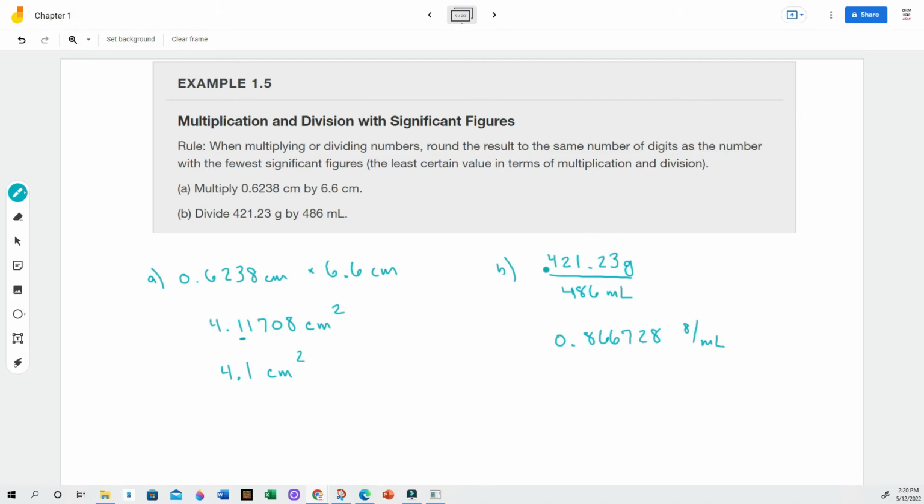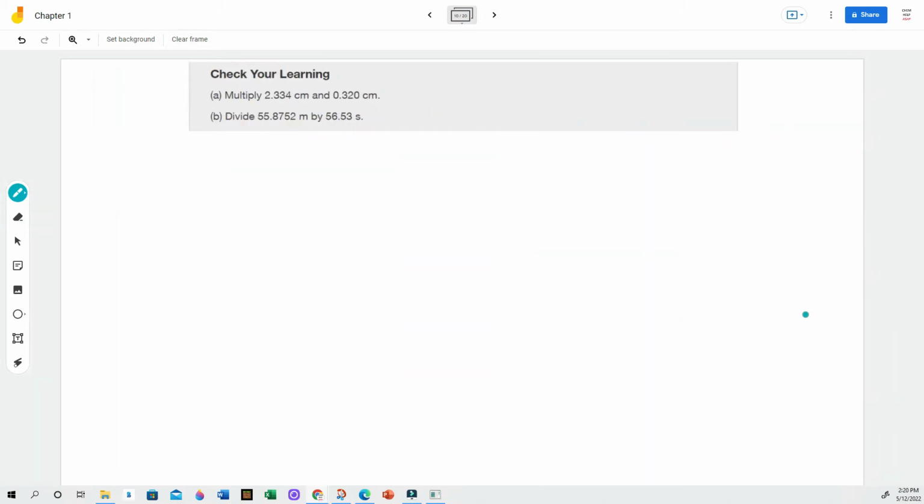So my numerator has 1, 2, 3, 4, 5 sig figs, and my denominator only has 3. So my denominator limits me. My answer should have 3 sig figs, so that means I'm going to round at this 6 right here. Immediately to the right of this 6 is a 7, so I'm going to round up. So my final answer is 0.867 grams per milliliter.